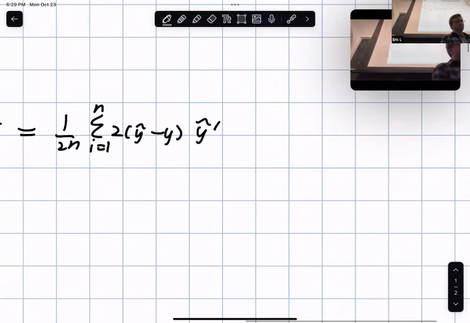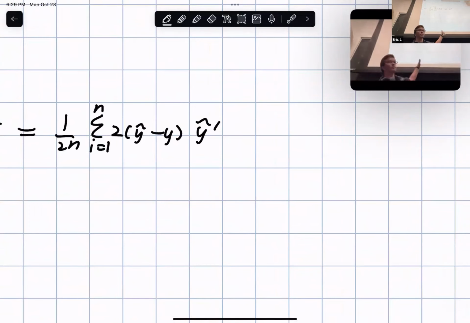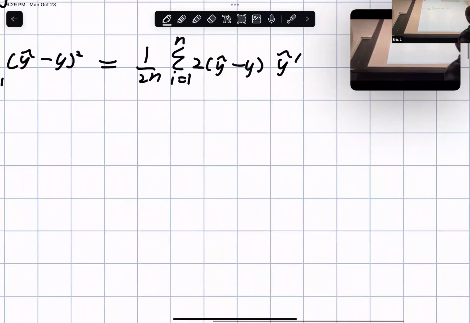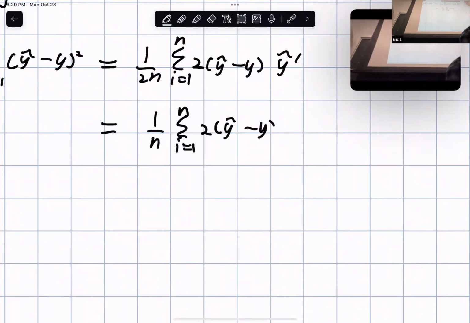So now that we have this expression, remembering that y and y hat are both vectors, where y hat is a function of x, we're left with a usable gradient: 1 over n times the summation over n of 2 times (y hat minus y) times y hat prime.